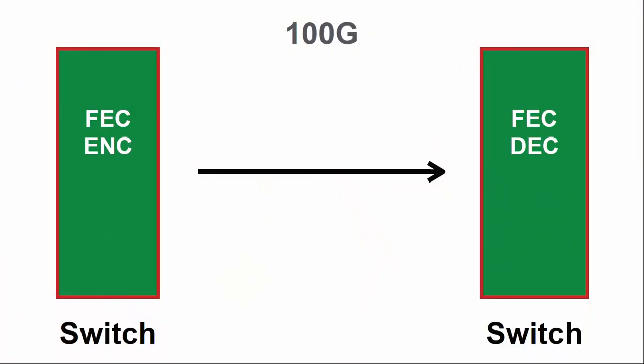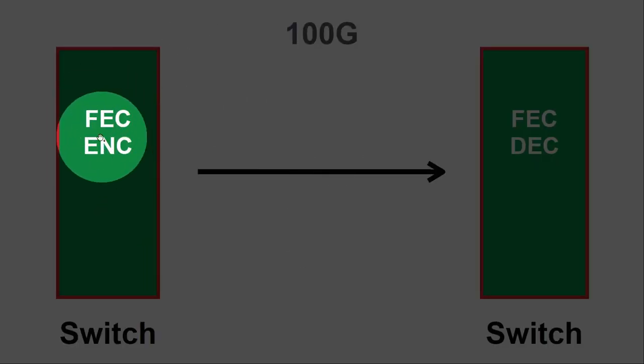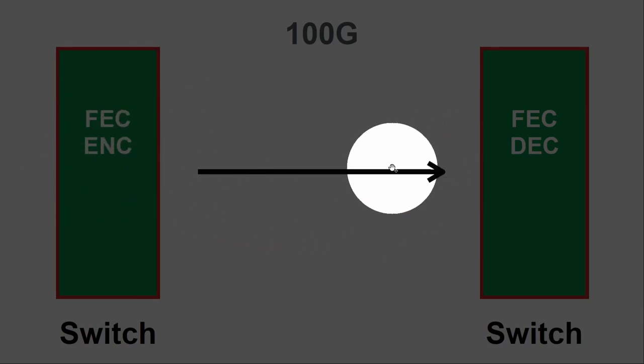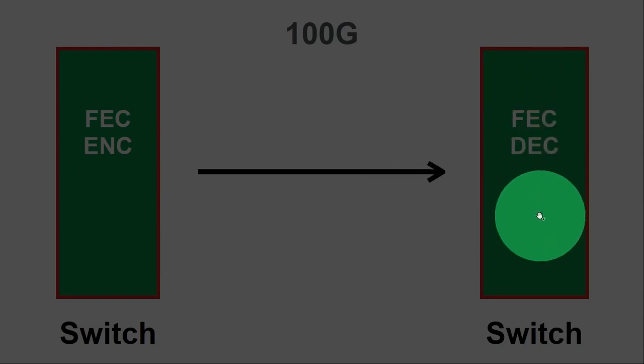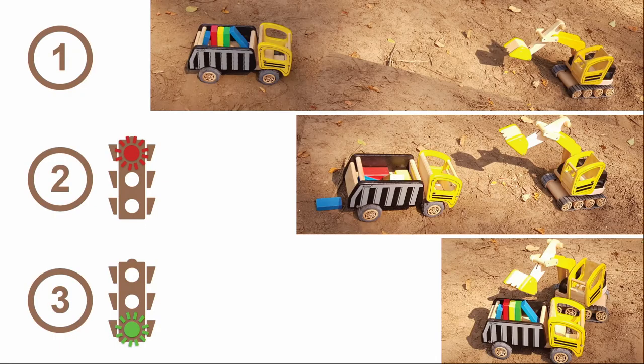How is that basically done? Pretty simple. In 100 gigabit, you have a FEC encoder on your switch. It adds some overhead that we'll show in the next slide a little bit more. It brings the signal with the payload on the line, and on the other side we have the FEC decoder, which takes off the overhead and gives the payload actually to the ASIC, and then you can do all the Ethernet stuff there. Now, how does it actually work?